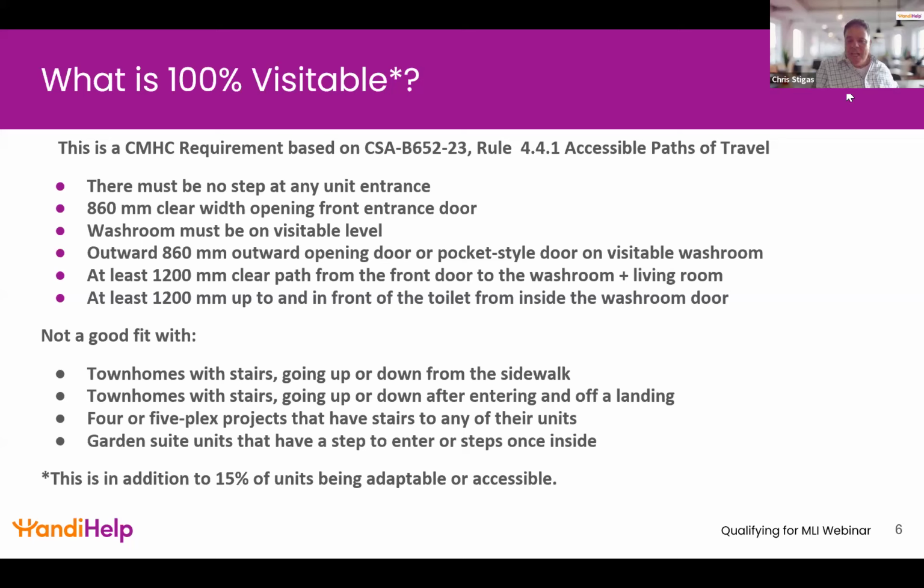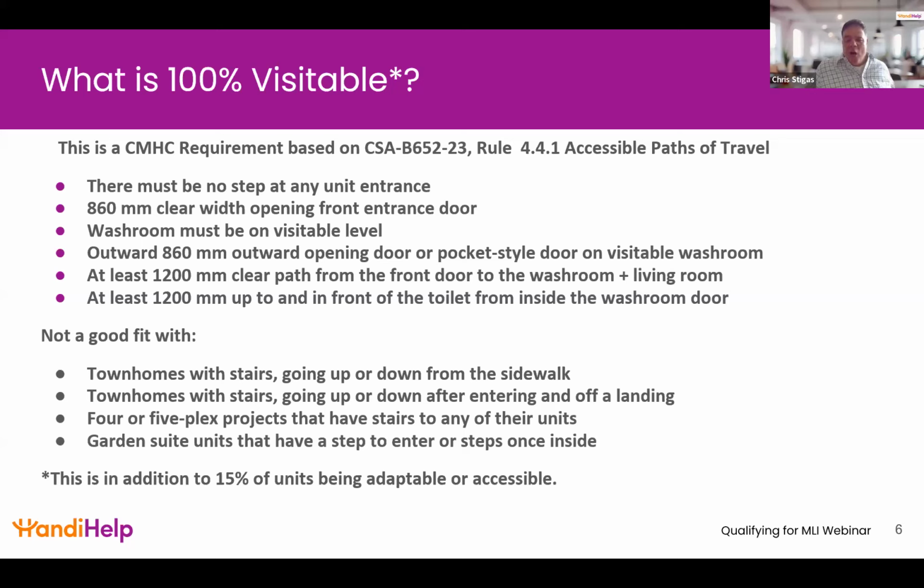That front door needs to have an 860 millimeter clear width opening. So typically for that type of door, it's a 965 rough opening. And then by the time you put the door jambs and the door thickness, you'll be left with an 860 millimeter opening door. The washroom door, the washroom itself must be on a visitable level. So once the person rolls through the front door, the washroom needs to be on that level. You can have bedrooms that are upstairs or downstairs. Those do not need to be visitable, just the washroom and actually the living room.